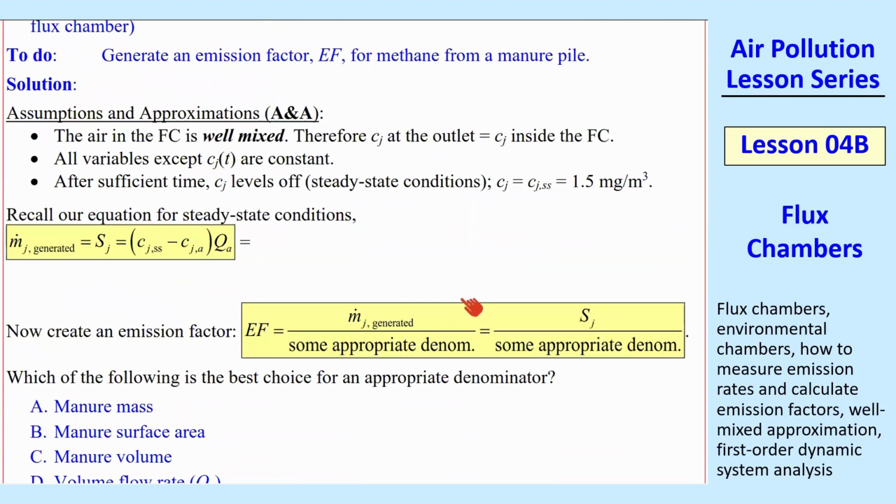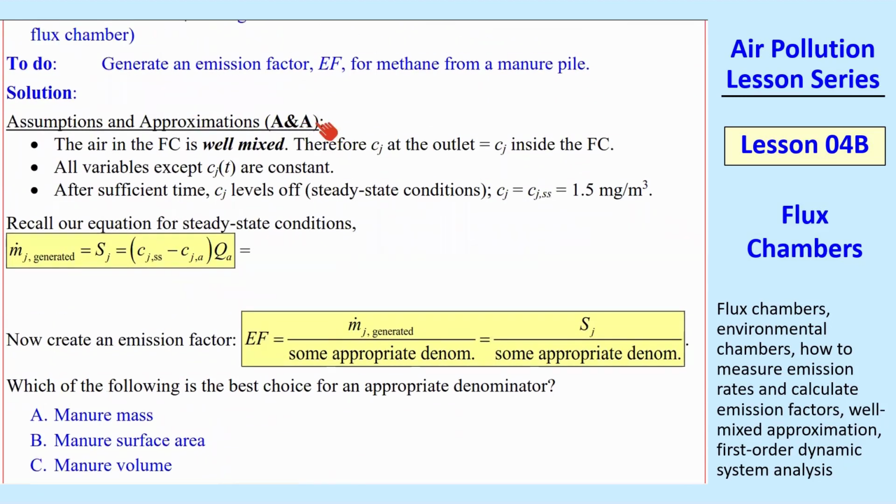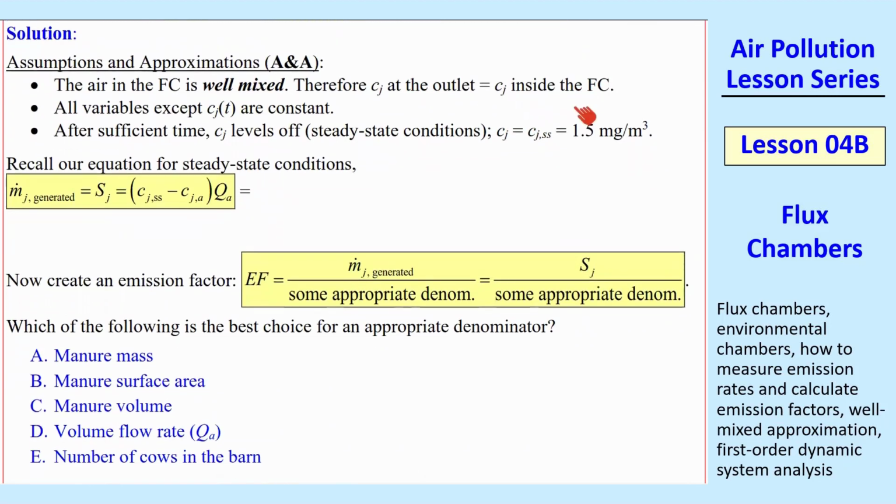So how do we do that? Well, I'll list some approximations and assumptions. I'll abbreviate that A and A from now on, by the way. So that's something that we'll get used to. The air in the flux chamber is well mixed. So CJ outlet is CJ inside the flux chamber. It's not a function of space. It's a function of time.